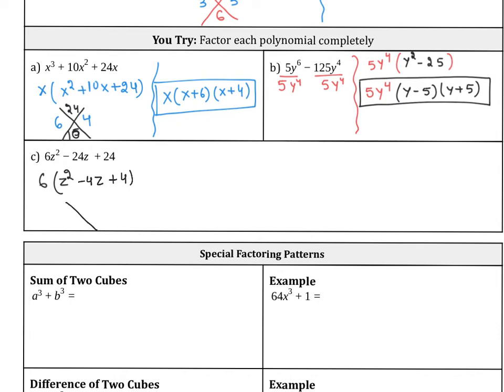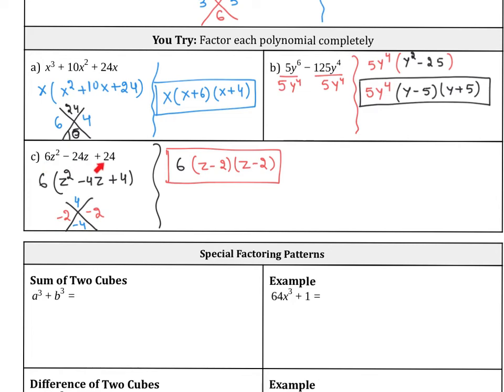Now you're going to factor. You make a cross. On the top of the cross, you write the last number, that is 4, and on the bottom, you write the middle term, that's negative 4. The two numbers that you're looking for, when you multiply, you get 4, and when you add, you get negative 4. So the two numbers are negative 2 and negative 2. Your 6 remains as it is outside. The other two factors are going to be z minus 2 times z minus 2. So these are the complete factors of the polynomial 6z squared minus 24z plus 24.